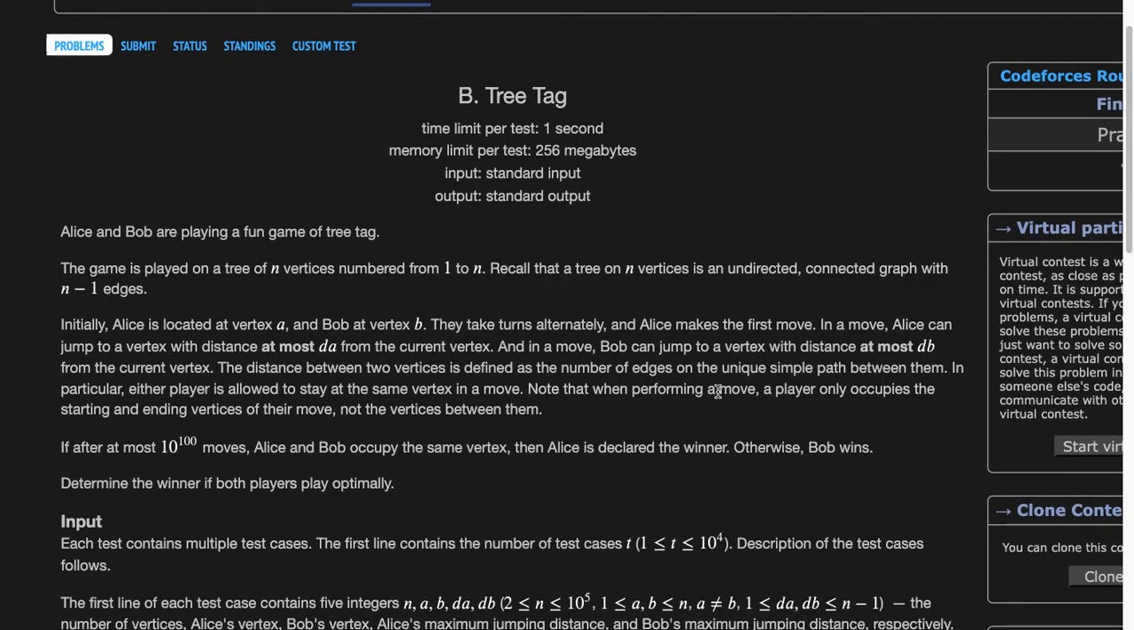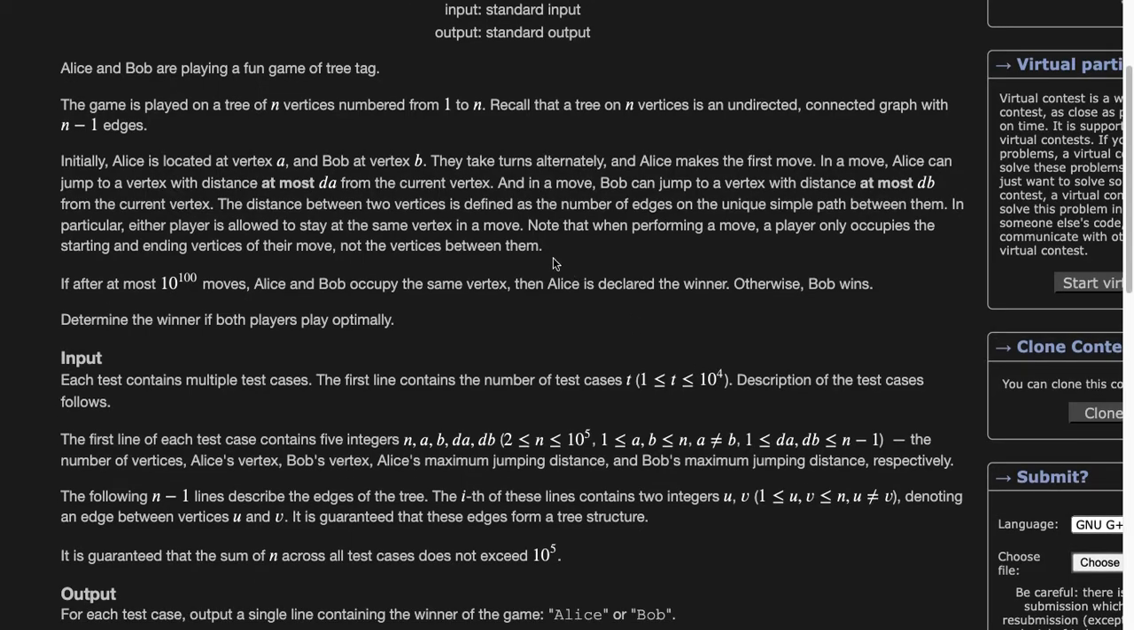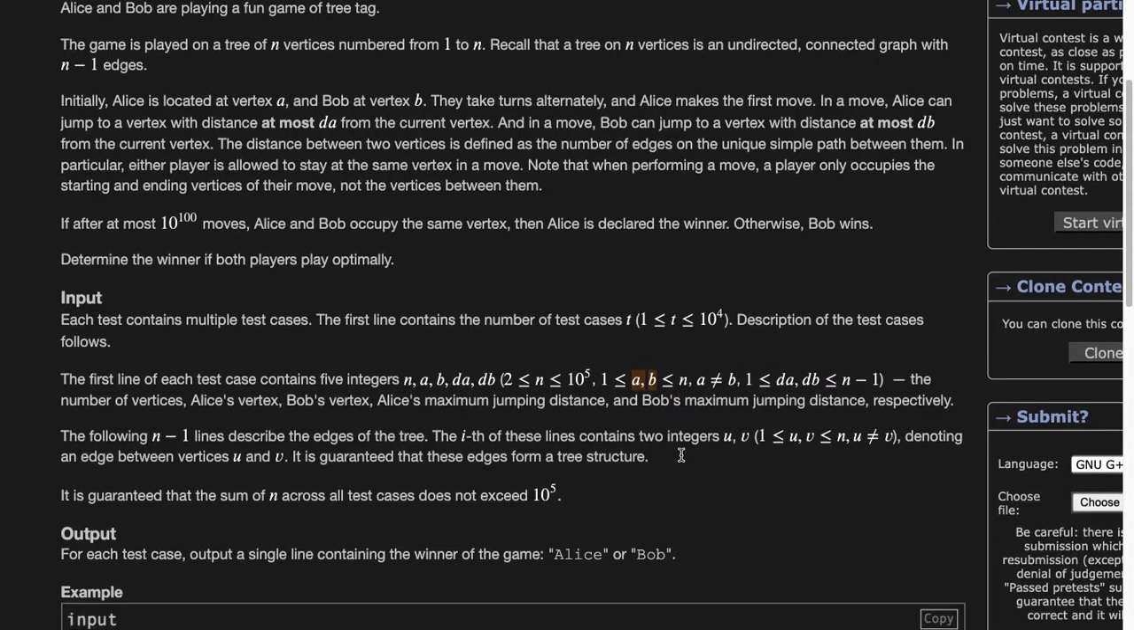668 Div1. The problem statement in brief is that we have two participants, Alice and Bob. They're playing a game. Both of them initially have some position, that is, they are present at some node in the tree, and Alice moves by a distance, has a stride DA every time she moves, and Bob has a stride DB.